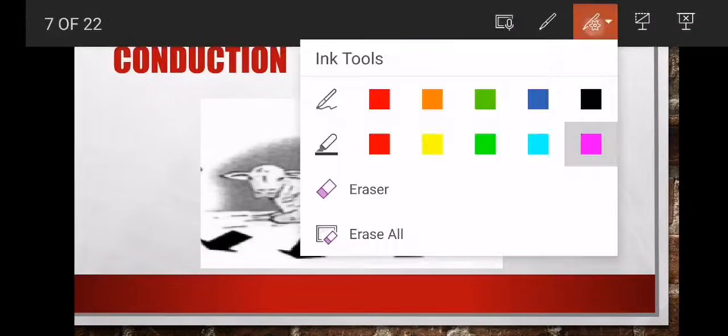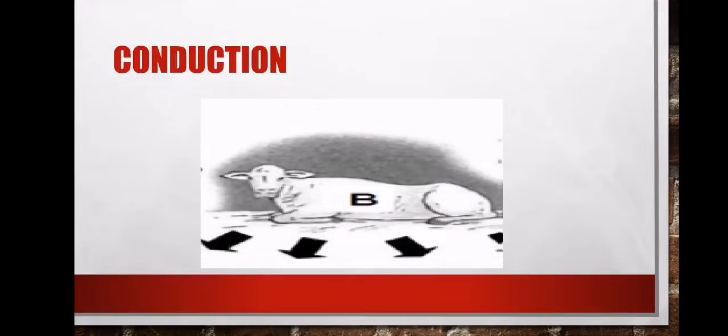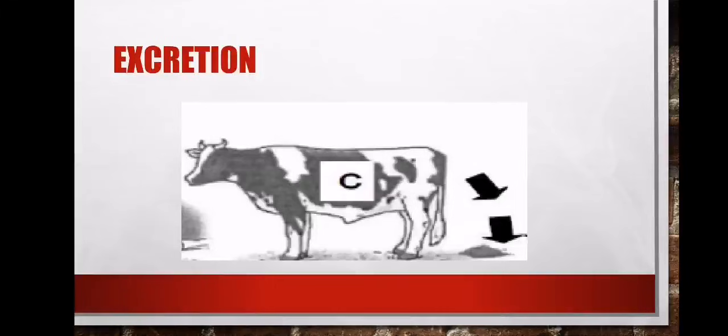Then we move to the last one that I want to highlight: excretion. You can see that the animal is excreting something there. So the heat will be lost through what? Through excretion, or through the removal of manure. So what you can understand from this, we have 5 of them.